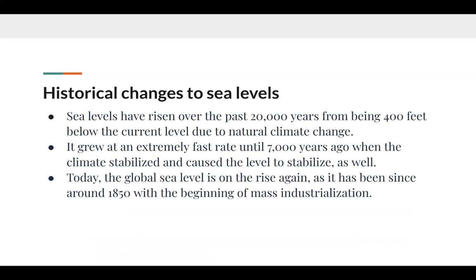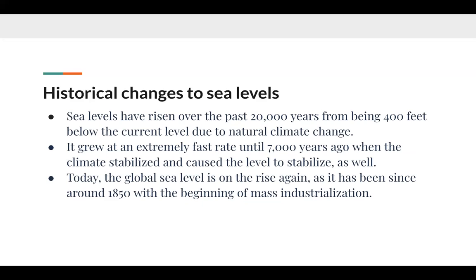More historical changes to sea levels. Sea levels have risen over the past 20,000 years from being 400 feet below the current level due to natural climate change. It grew at an extremely fast rate until 7,000 years ago, when the climate stabilized and caused the level to stabilize as well. This means that sea levels were consistent back then, but now they have really increased.